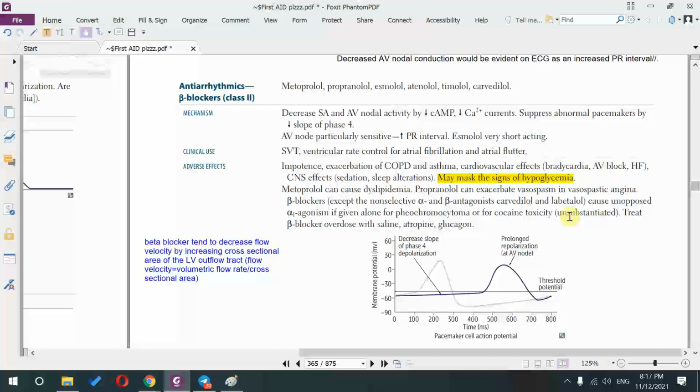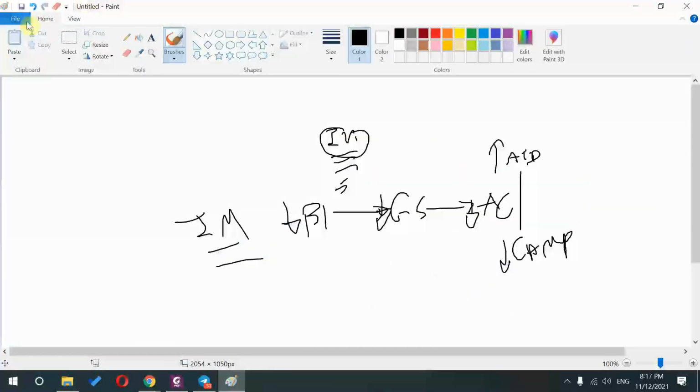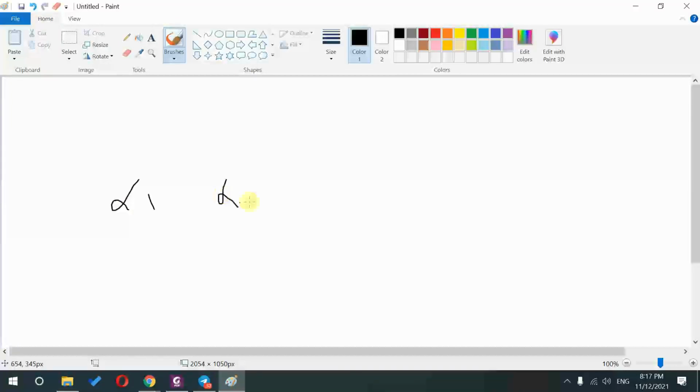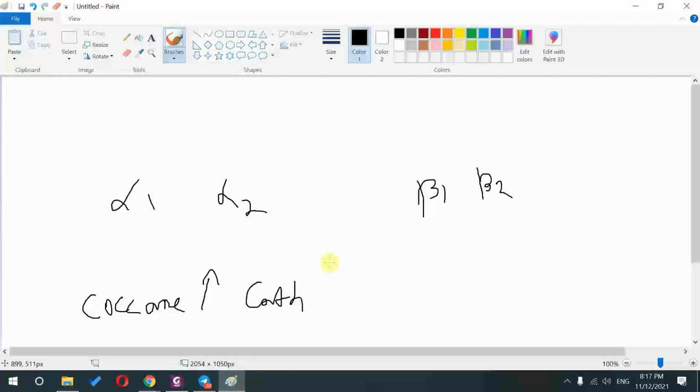Oh yeah, let me explain this. Guys, we have 4 receptors. Cocaine stimulates all, correct? So cocaine leads to more catecholamines, which stimulate all of the 4 receptors. Let's say that we give a drug that inhibits both beta 1 and beta 2. Is that a good idea?